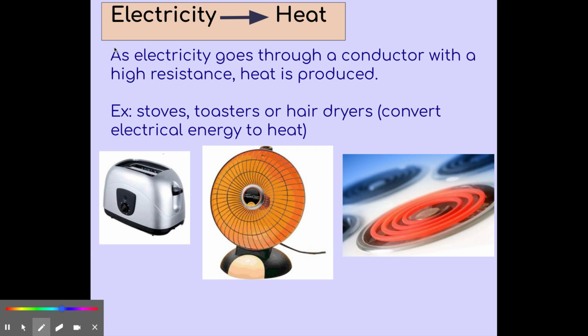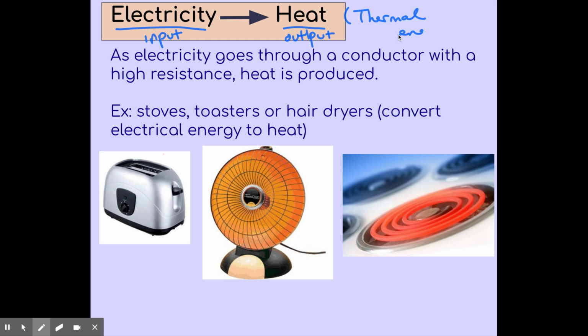So the first one is electricity to heat. So electrical energy to heat. Your electrical energy is your input, what we're starting with, your input energy, and your heat is your output energy. Heat is also known as thermal energy. A couple examples that I would write for this would be stoves, toasters, hair dryers. We have to plug them into the wall, and then they convert the electricity into heat. That is their intention.